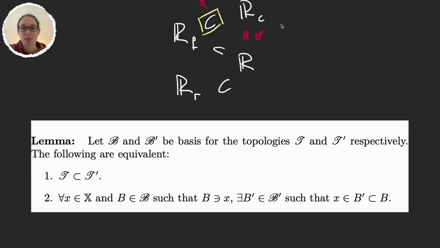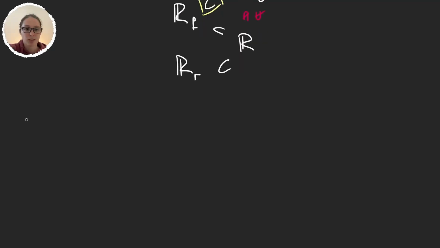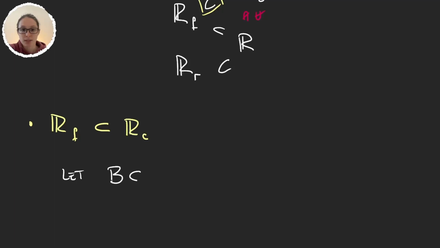We will again be using that lemma that we saw in the video about bases. So to prove the first inclusion, that is, that the finite complement topology is contained in the countable complement topology, we will just do it with the definition of an inclusion. So we will see that every set in the finite complement topology is also in the countable complement topology. And that is actually very easy, because if we take B, an element in the finite complement topology, then the real numbers minus B, the complement of B, is a finite set of numbers.